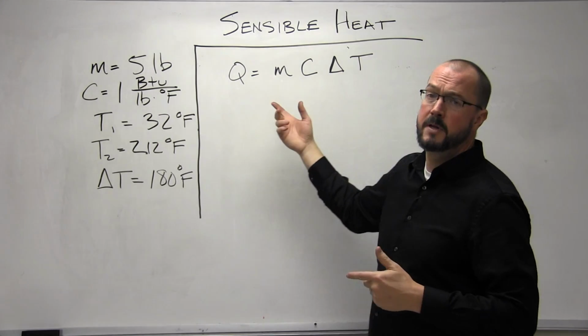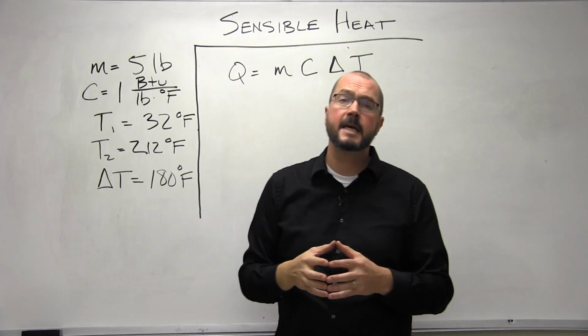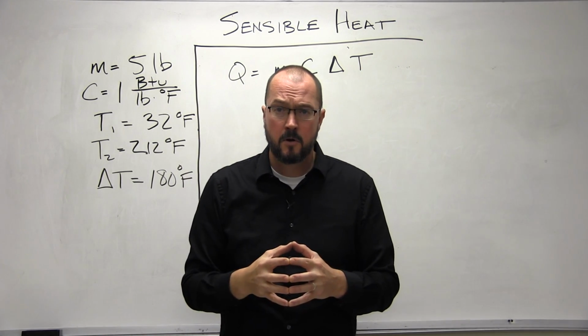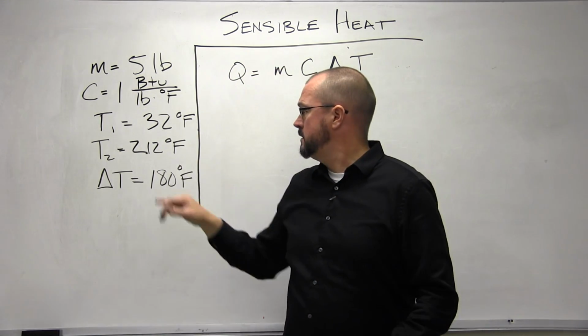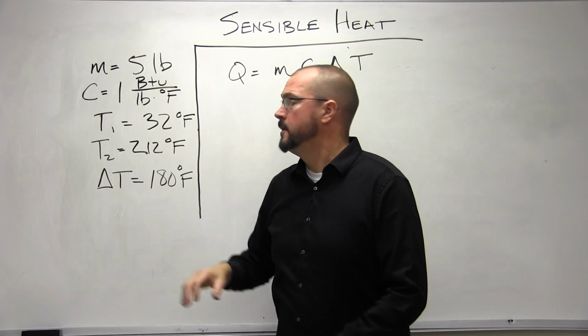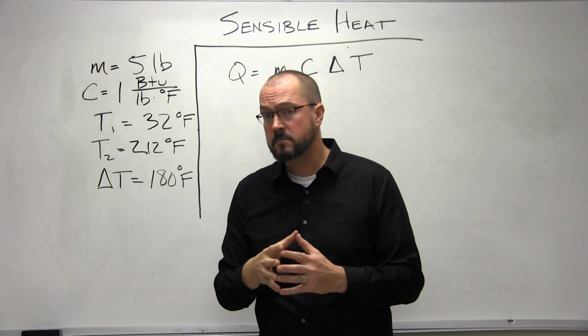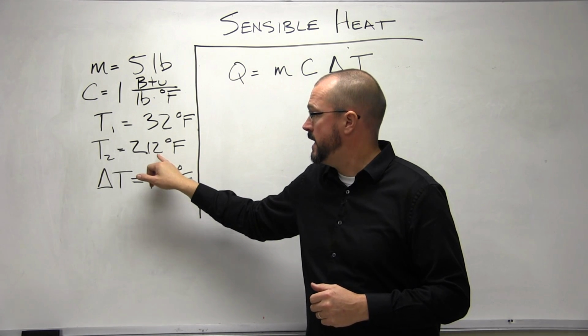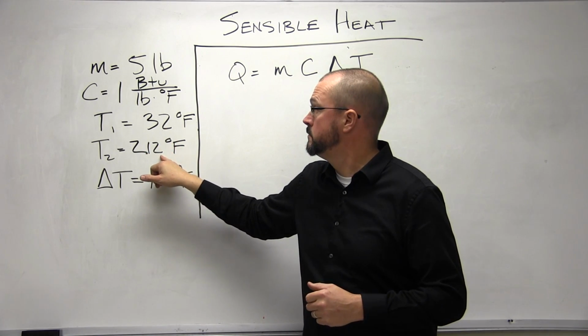How much did the temperature change going up or down? Let's look at an example. In this case, what we want to know is how much heat it takes to heat 5 pounds of water from just after it melted at 32 degrees up to its boiling point at atmospheric pressure, which is 212 degrees. So that's our starting and ending temperatures.